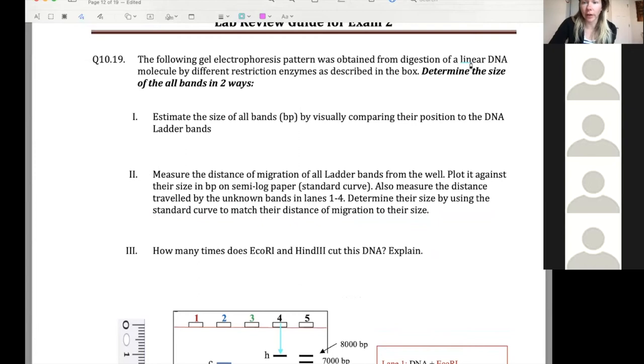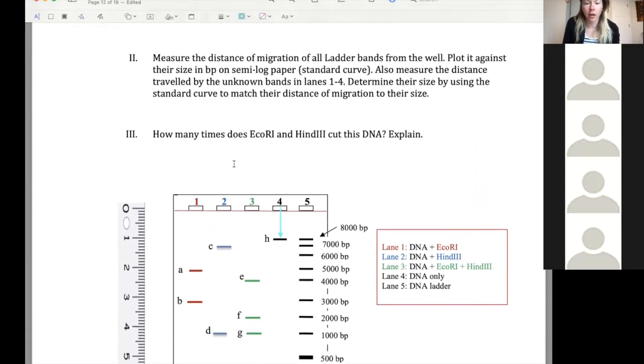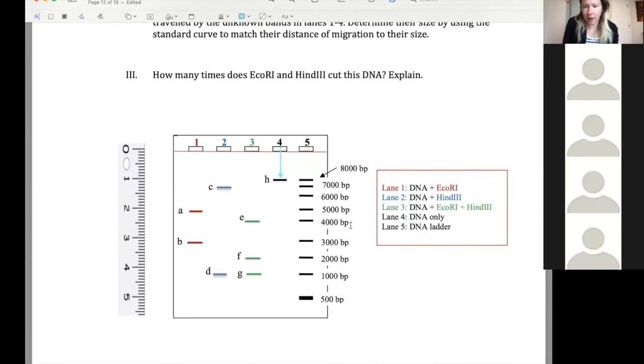So it says we're starting with linear DNA. That's good. That's important. We need to know that. So we know we're starting with a linear piece of DNA. And if we look at the key or the legend over here, it tells us that lane 4, this band here, was DNA only. So that means our uncut fragment, our main piece of DNA without any restriction enzymes, is 8,000 base pairs.